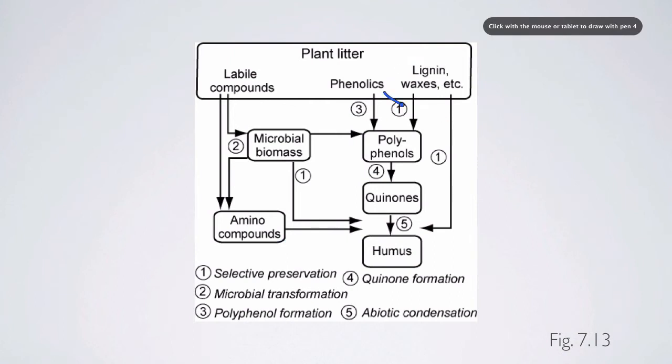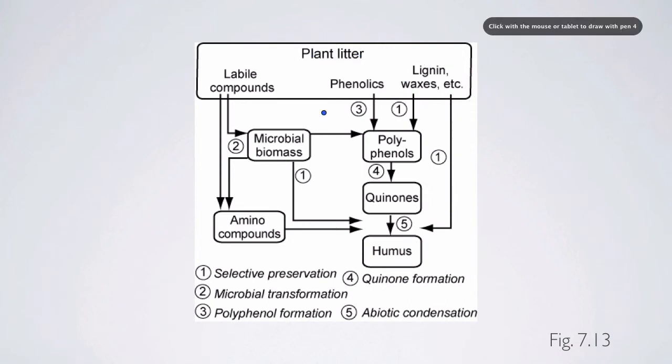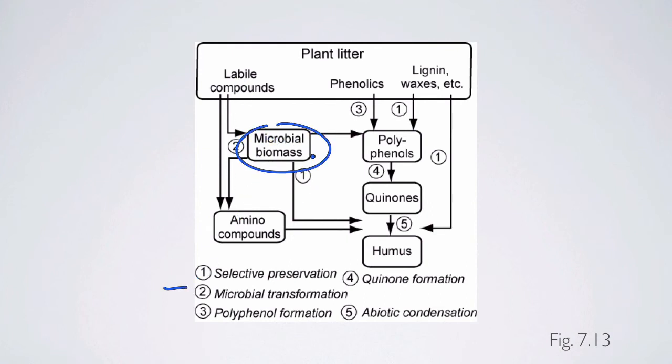But you can also have things like lignin and waxes that are associated initially in the plant litter that are preserved selectively. And that's these pathways here. Now, after preservation, there's also transformation. And so labile compounds can get turned into more recalcitrant ones by microbial biomass, and that's microbial transformation. But also polyphenols and quinones can be formed through a whole host of reactions.